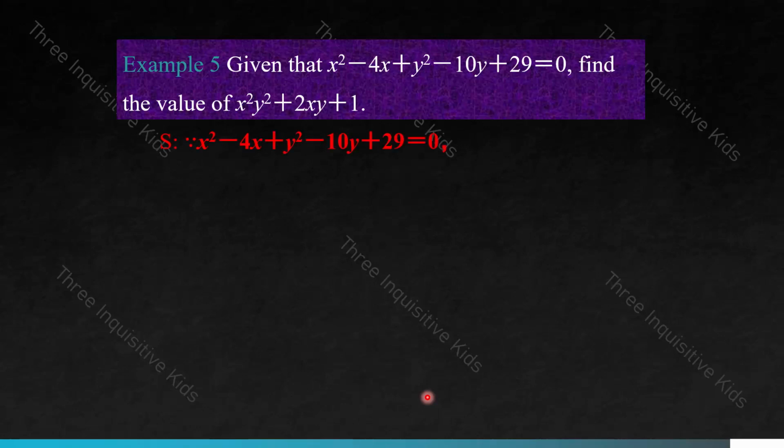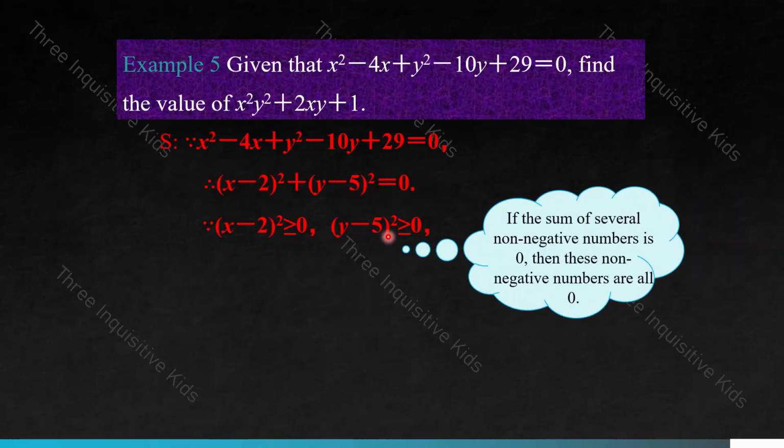Alright, since we are given that this expression is equal to 0, then (x minus 2) squared plus (y minus 5) squared is equal to 0. (x minus 2) squared has to be greater than or equal to 0, and (y minus 5) squared has to be greater than or equal to 0, because any square has to be greater than or equal to 0. But if the sum of several non-negative numbers is 0, these non-negative numbers must all be 0 themselves. Therefore, x is equal to 2 and y is equal to 5.